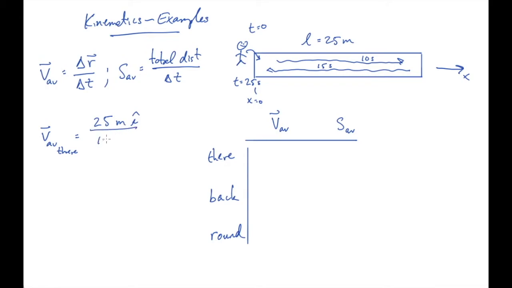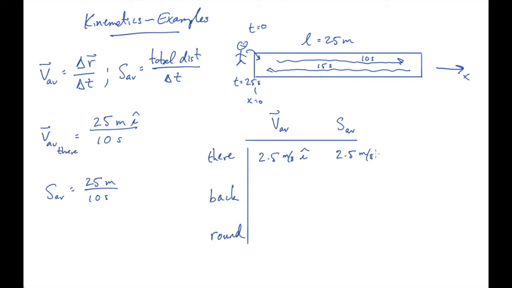I'm going to divide that by the 10 seconds that it took. All right, so this is easy to divide. It's 2.5 i hat meters per second. I'll say 2.5 meters per second i hat. Magnitude and direction. Okay, now we'll do average speed. On this first leg of the trip, what is the average speed? Well, it's the total distance that the person swam. That's 25 meters divided by the time, 10 seconds. So I get 2.5 meters per second.